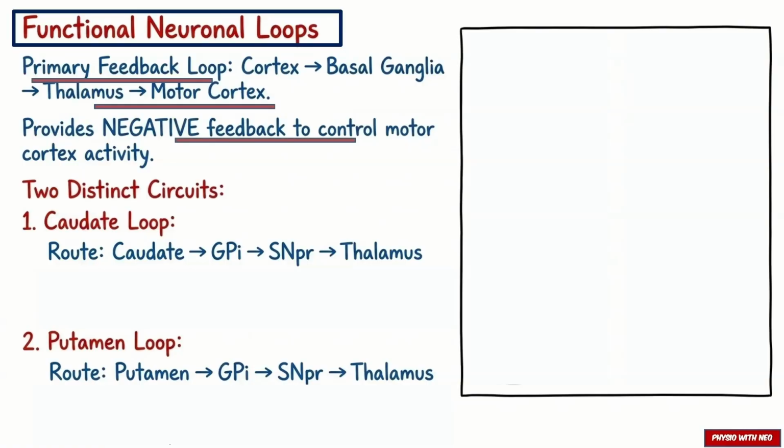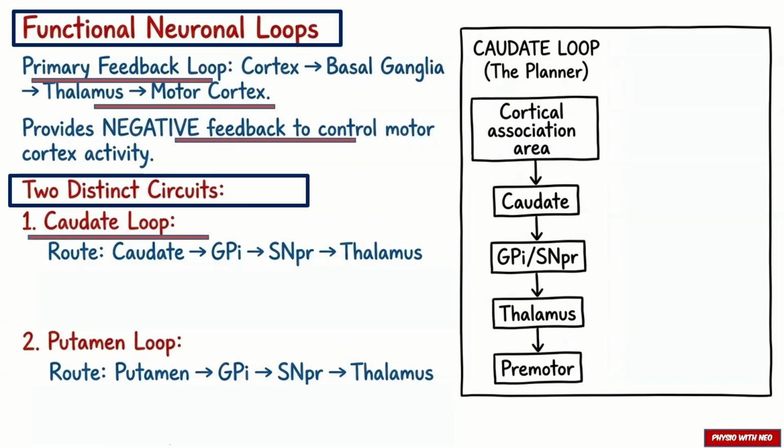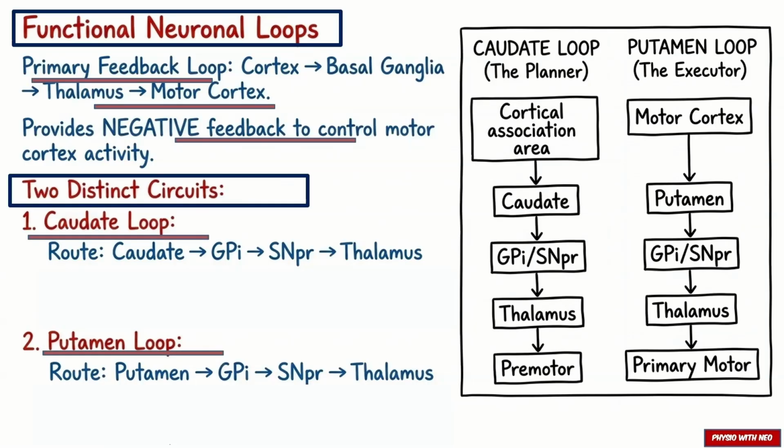It shows two distinct circuits. First one is the caudate loop, then second one is the putamen loop. Caudate loop: the information coming from the cortex reaches the caudate nucleus, plus globus pallidus interna, then pars reticularis of substantia nigra and then back to the thalamus.